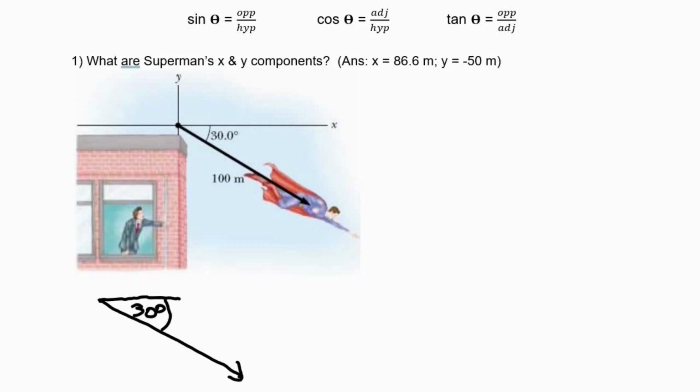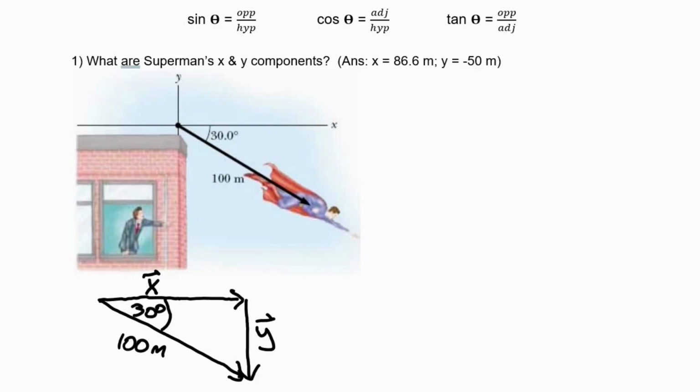And so when we're dealing with vectors, what I want to do is think about the direction. Which way is Superman going? Is he going up and to the right, up and to the left, down to the right, or down and to the left? Hopefully you're saying, hey, he's kind of going down and to the right. So isn't he going to the right and downwards? Alright, so we just drew in our two component vectors. Let's call this component vector x and component vector y.